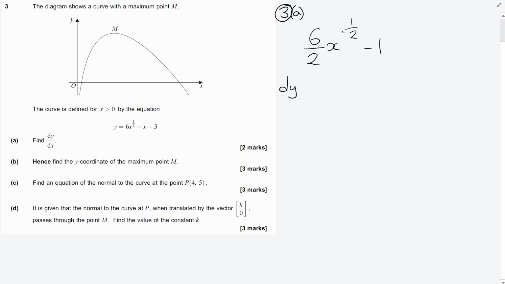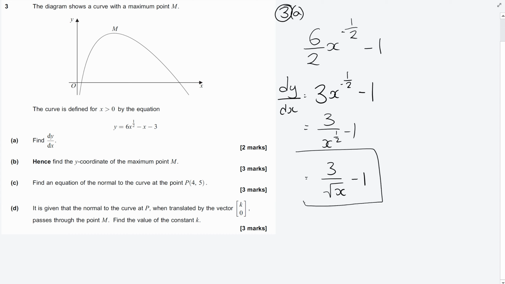So we find out that dy by dx is equal to 3x to the power of minus a half, minus 1. And if we're going to be doing any substitution into this, it's worth already thinking about it differently. The minus in front of the half means that it's 3 over x to the half, minus 1. And then x to the half is root x, so that is 3 over root x, minus 1. I think it's always worth keeping in mind what the function's actually going to look like, particularly in Core 2, when we might be substituting into that function.